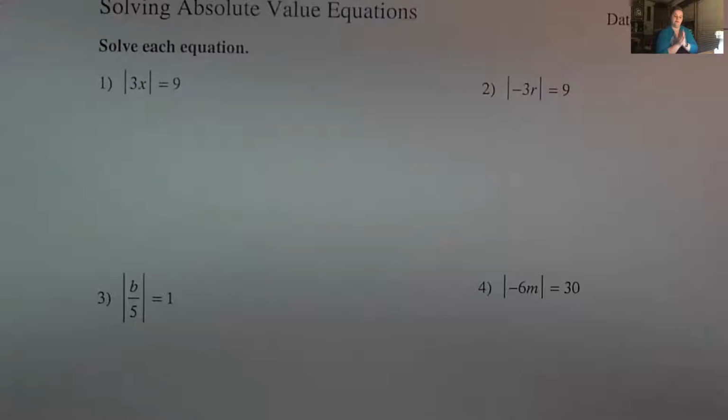Very rarely will you end up with the same answer. I'm trying to see if it's at all on your page. Nope. So all of these will have two answers, except for one where the same answer happens twice, which is called a double root, but you will get into that in Algebra 2. So let's just go ahead and start. I'm going to do some examples for you.